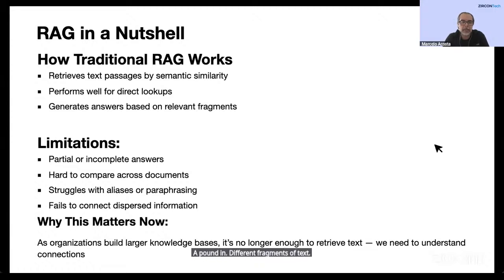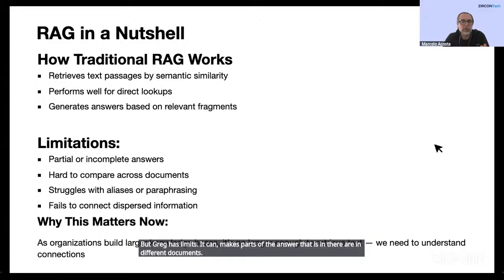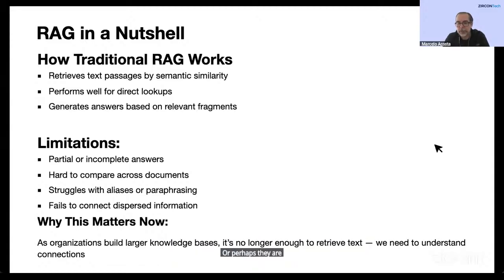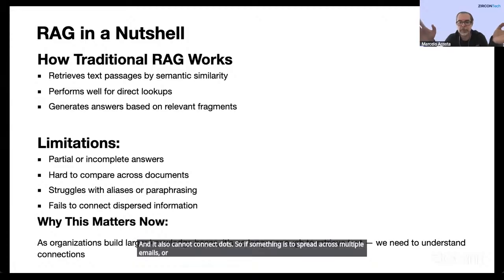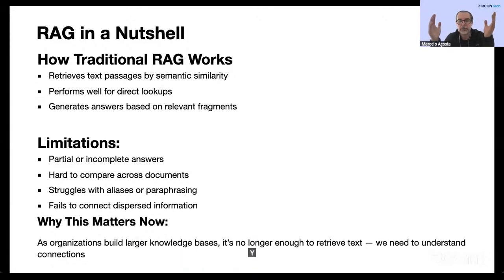But RAG has limits. It can miss parts of the answer that are in different documents, or perhaps they are written in different ways, and it also cannot connect dots. So if something is spread across multiple emails or multiple documents, RAG just won't know how to link all these little pieces together.